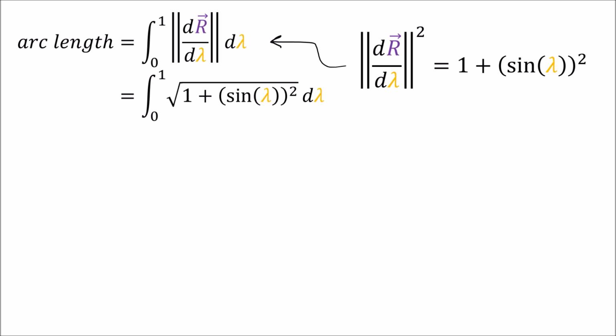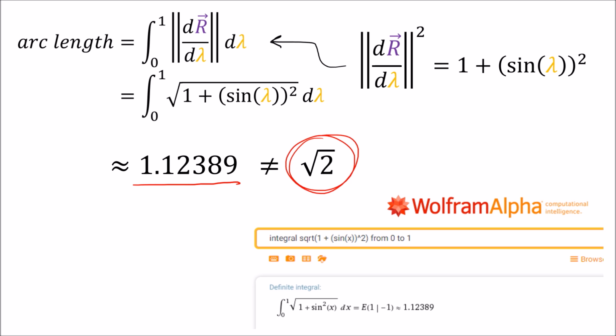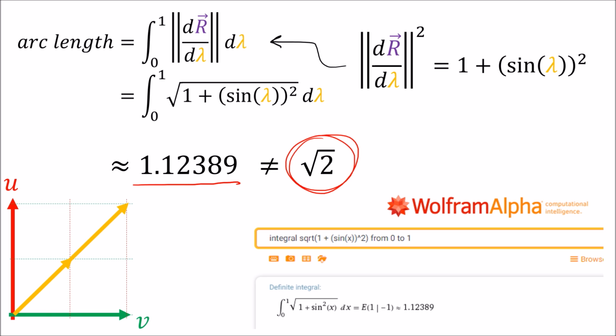So I'm just going to go ahead and cheat here by using Wolfram Alpha, and you'll see that the arc length is about 1.12389. And this is interesting because it's not equal to the square root of 2, which is what we might have expected if we had measured the length in the UV plane using the normal Pythagoras' theorem formula. But remember, since this curve doesn't exist in flat space, we can't use this line of thinking.